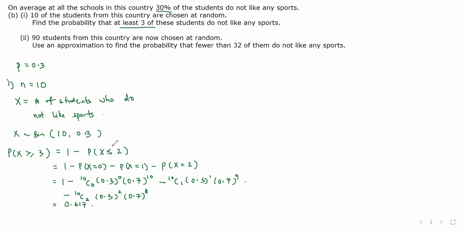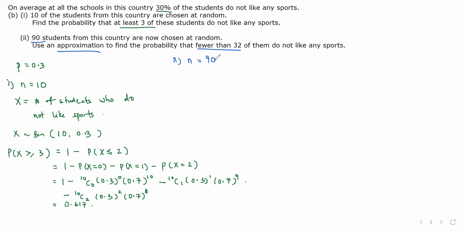We compute this to obtain 0.617. So the probability that at least 3 of these students do not like any sports is 0.617. Part 2 here, 90 students from this country are now chosen at random. So n is 90 now, and you need to use an approximation to find the probability that fewer than 32 of them do not like any sports.